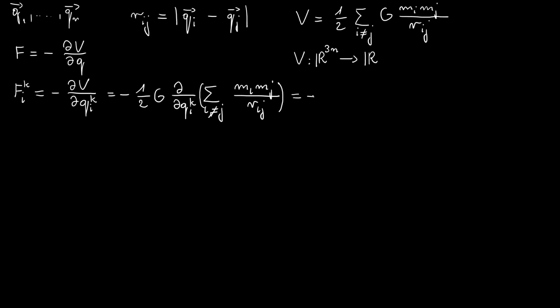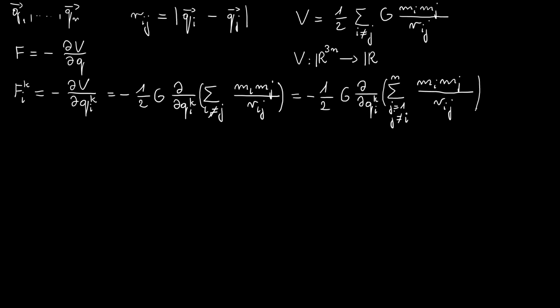So we might replace this sum by a different sum, which will iterate j from 1 to n, but obviously without i, Mi times Mj divided by Rij. And why is that? Because all others will vanish under our derivative. So we care only about those terms here where R depends on i.